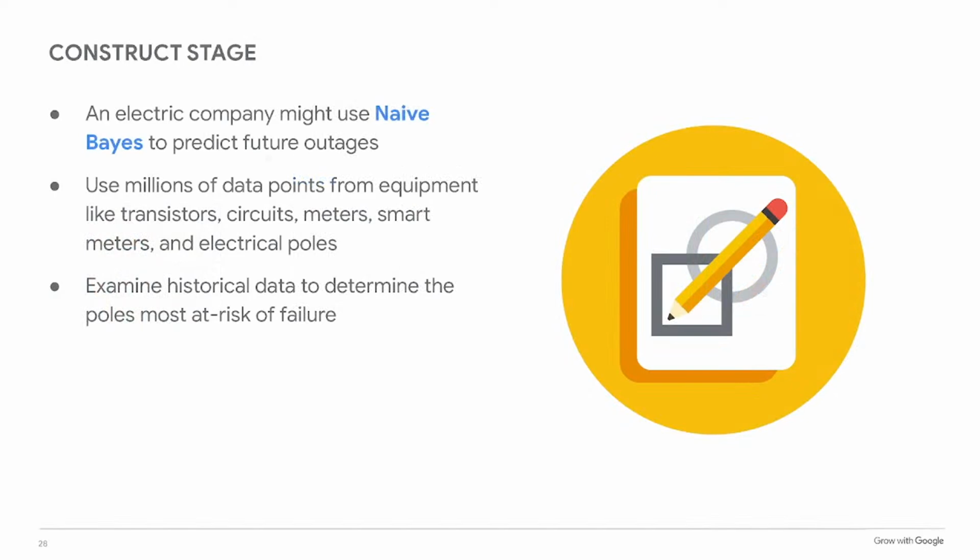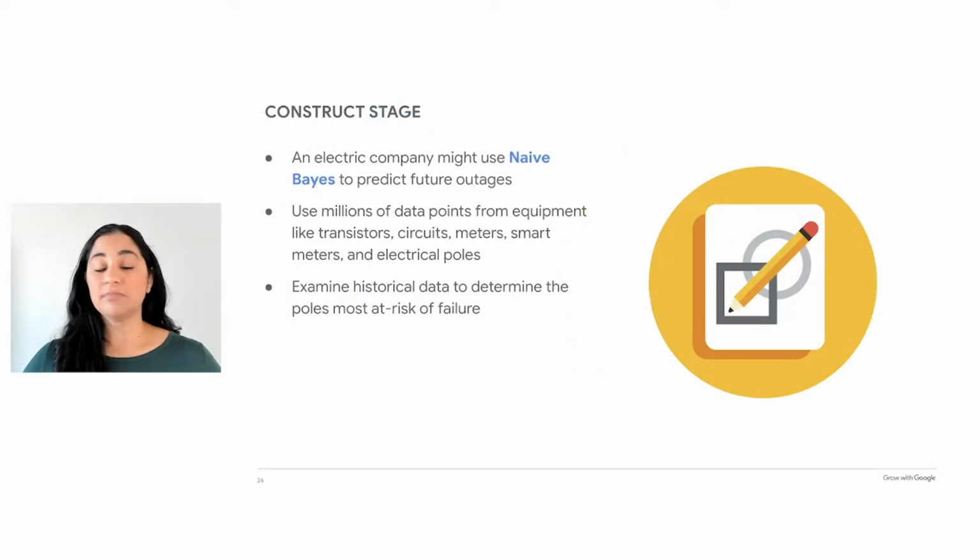Another type of model is naive Bayes, which is an algorithm that's useful for making predictions and forecasting data. For example, a data professional for an electric company might use naive Bayes to predict possible future outages. To make these predictions, they would use millions of data points from equipment like transistors, circuits, meters, smart meters, and electrical poles. They might examine historical data, like the last time a pole was inspected or when it was put into the ground, to determine the poles most at risk of failure, which could cause power outages. You might not build these types of models for this rideshare analysis, but these are ones data professionals commonly use.